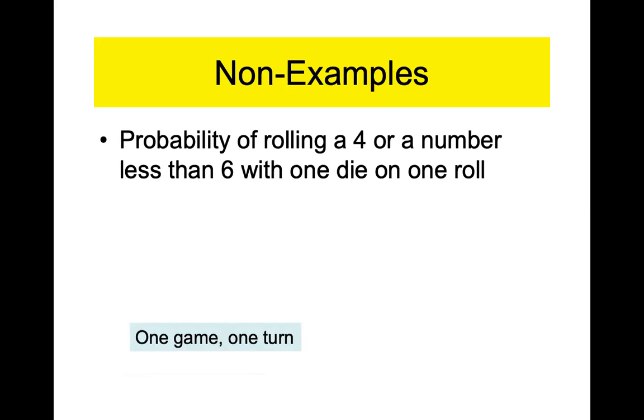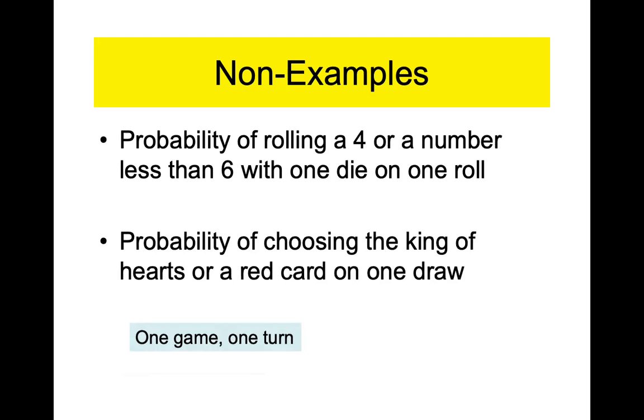If you are a 5, are you a 4? No. So you're not that one. You're still less than 6. Agreed. Different formula. We do this one tomorrow. Probability of choosing a king of hearts or a red card. Can that happen at the same time? Yes. All right. This is tomorrow's class.